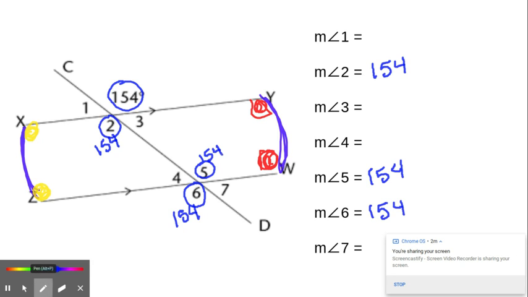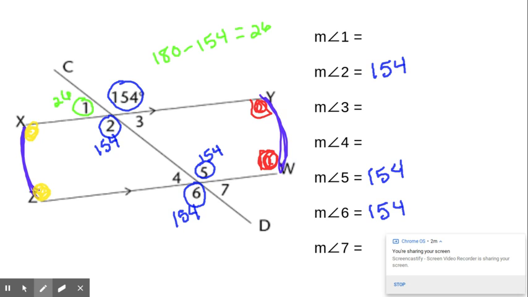Well, what I now need to do is apply a couple different ways. Option number 1 is I can apply a linear pair. I know that this angle, 154, and angle 1 just so happen to make a linear pair. Linear pairs make straight lines, so they have to be supplementary. So I've got to figure out 180 minus 154 in order to figure out the measure of angle 1. If I subtract those, 180 minus 150 is 30, 30 minus 4 is 26. So I know that this angle right here is 26 degrees.